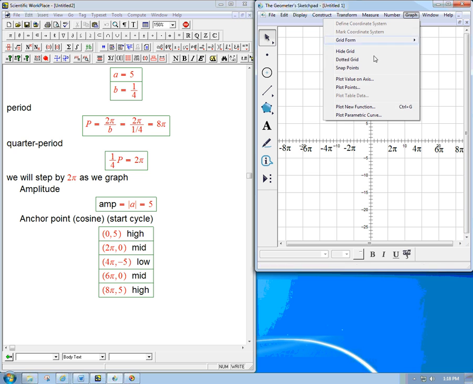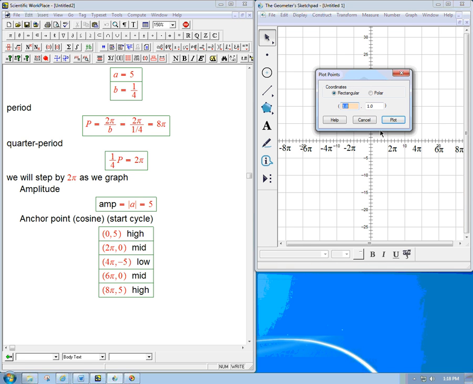Let me plot them exactly. I'll cheat a little bit. You'd be doing this by hand usually. 0, 5, plot, and then 2 pi. I don't know how to enter pi on this, so I'm not going to worry about it. 0, plot, 4 times 3.14, which is close enough for plotting purposes, minus 5, then 6 times 3.14.